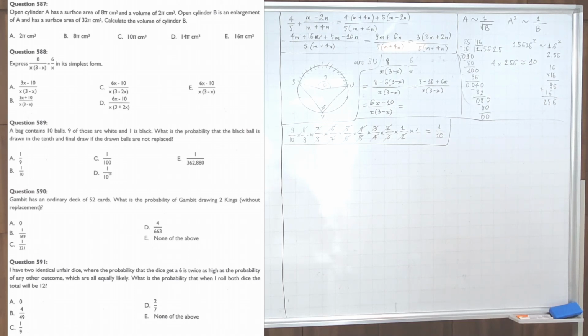Gambit has an ordinary deck of 52 cards. Bây giờ Gambit có một cái bộ bài cào 52 lá. Bộ bài cào mà nó ordinary đó, tức là nó không có đặc biệt cả. So ordinary means there's nothing special about that deck. 52 cards. What is the probability that Gambit drawing 2 kings without replacement? Xác suất để mà Gambit lấy được 2 cái con vua, 2 cái lá bài ca á, mà không có thay thế gì hết là bao nhiêu?